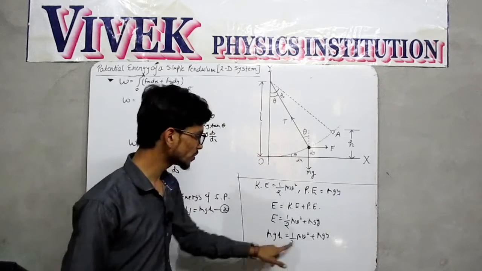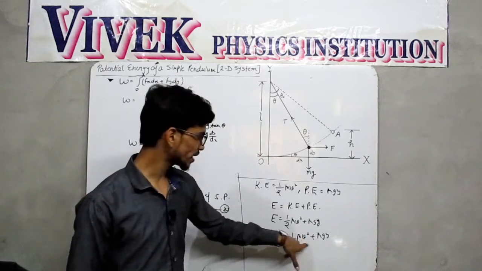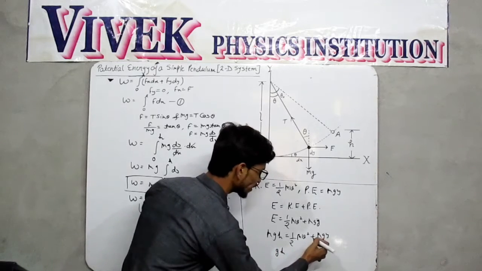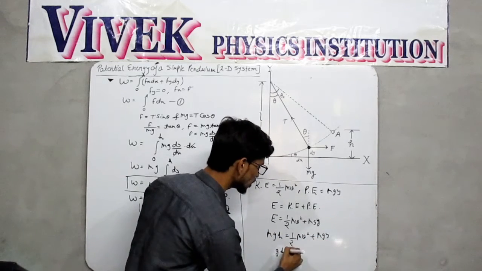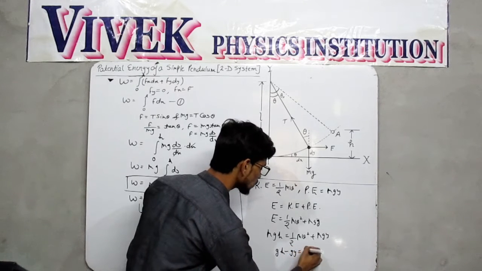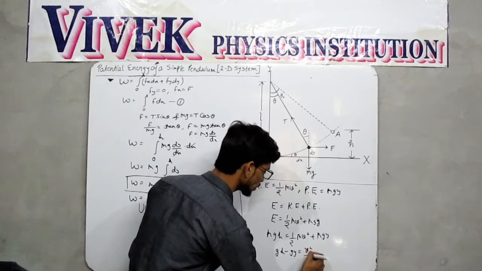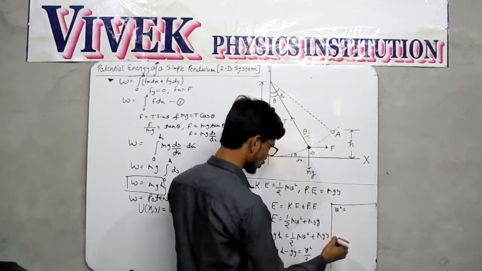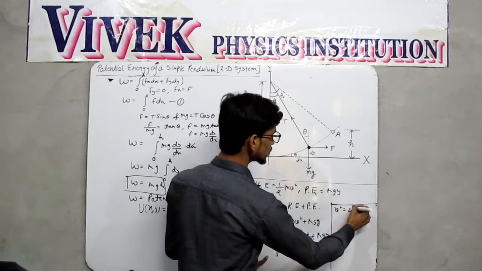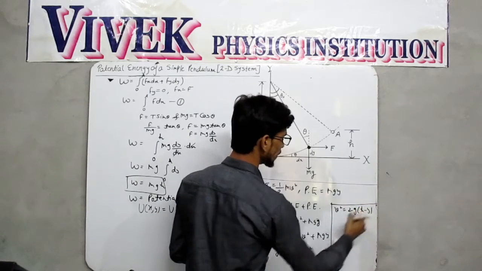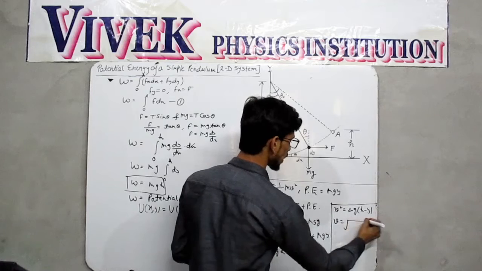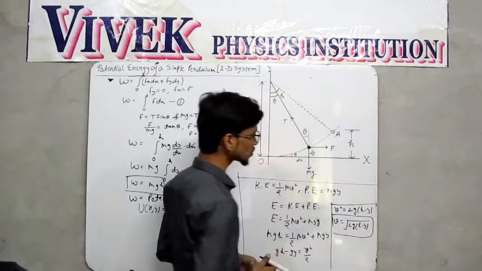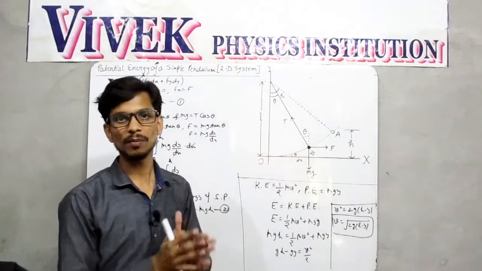Here m is common in both terms, so I can cancel it by taking it common, and we get gh, and this term will be taken as negative. gh minus gy equals v square upon 2. Also, v square equals 2 multiplied by g, which is common, into h minus y, and v equals the square root of 2g into h minus y. So this expression shows the velocity with which the bulb is moving.